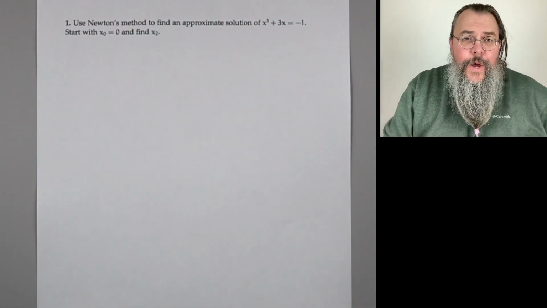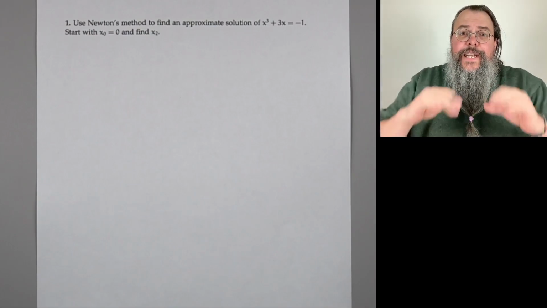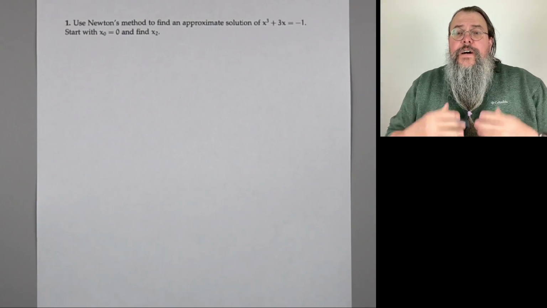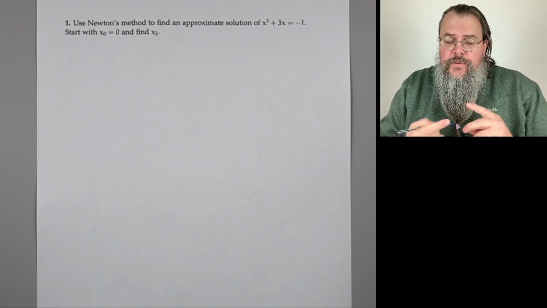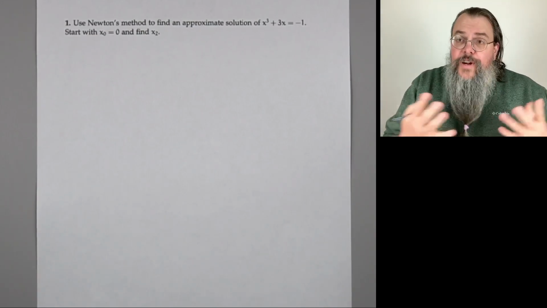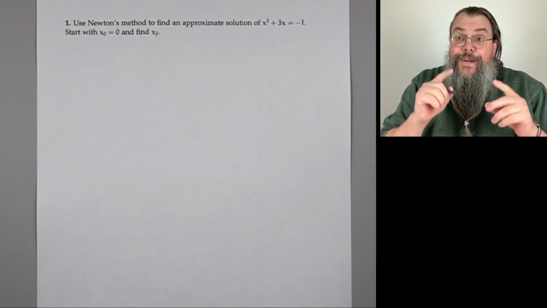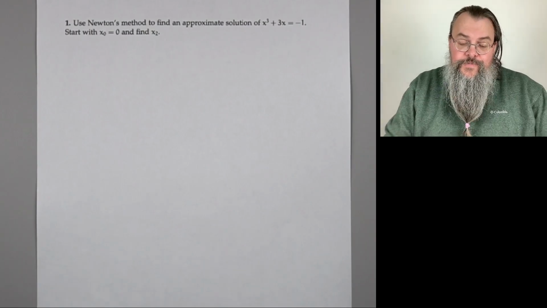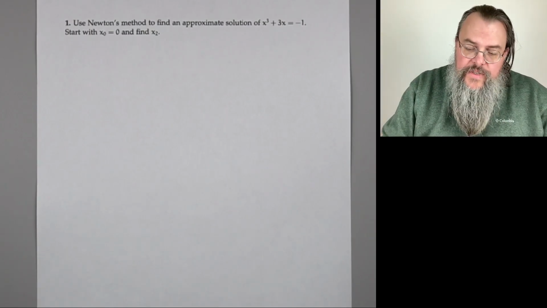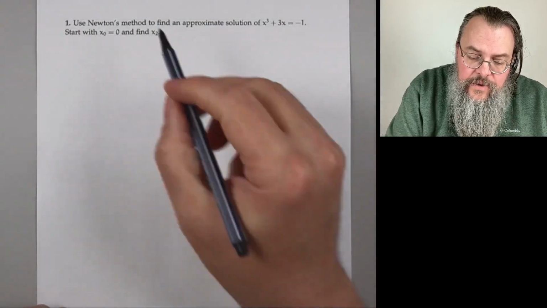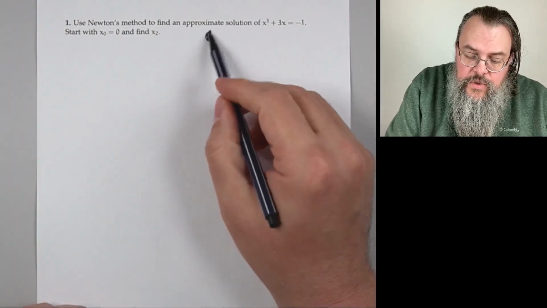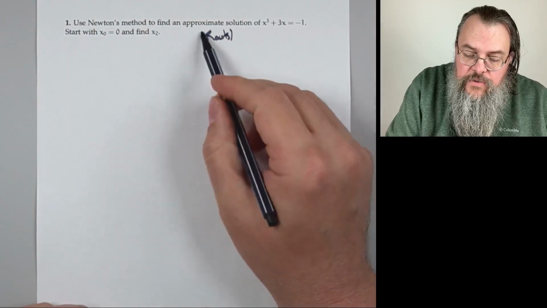Number 1, we want to use Newton's method to find an approximate solution of x cubed plus 3x equals minus 1. And it says start with x0 equals 0 and find x2. Now let's just quickly remind ourselves what Newton's method says. Now Newton's method is about roots. So we have to find the roots.